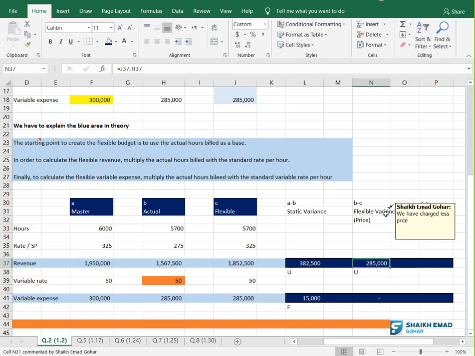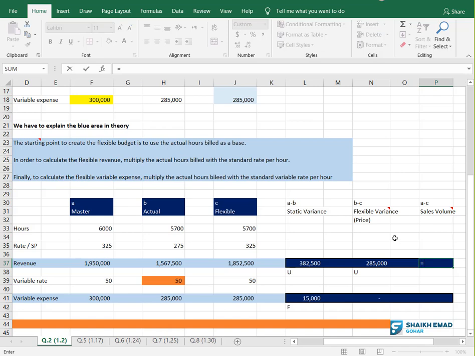Getting the story? So definitely the remaining amount is due to selling less units or charging less hours. If I take the difference between 382,500 and 285,000, this will be my volume variance. How much? Getting the story, everyone? Okay, so if I take the difference here, it will give me 97,500 unfavorable.